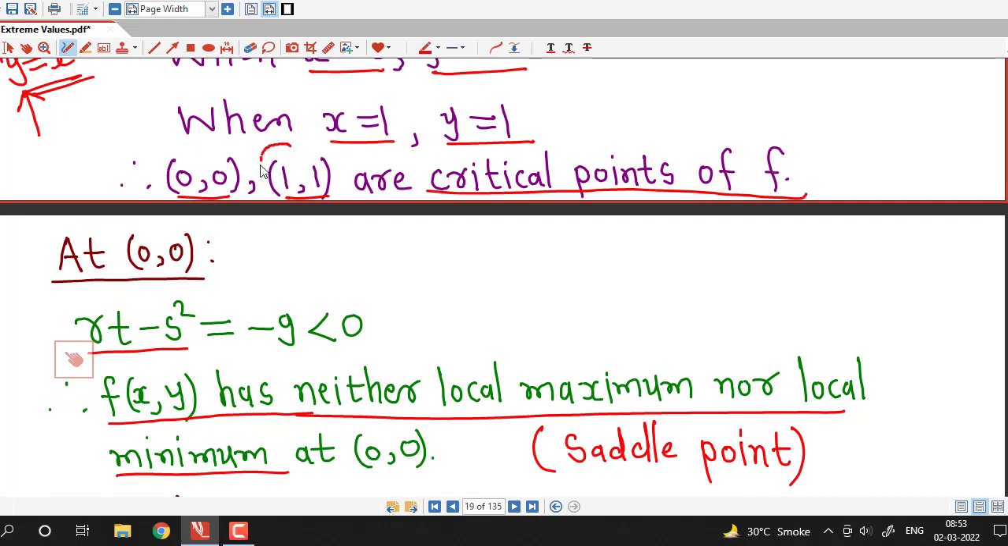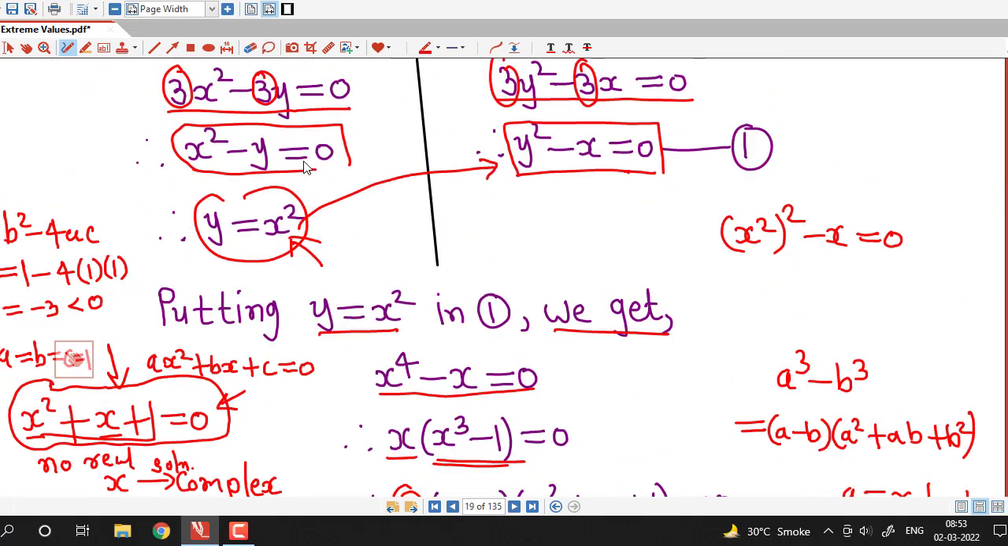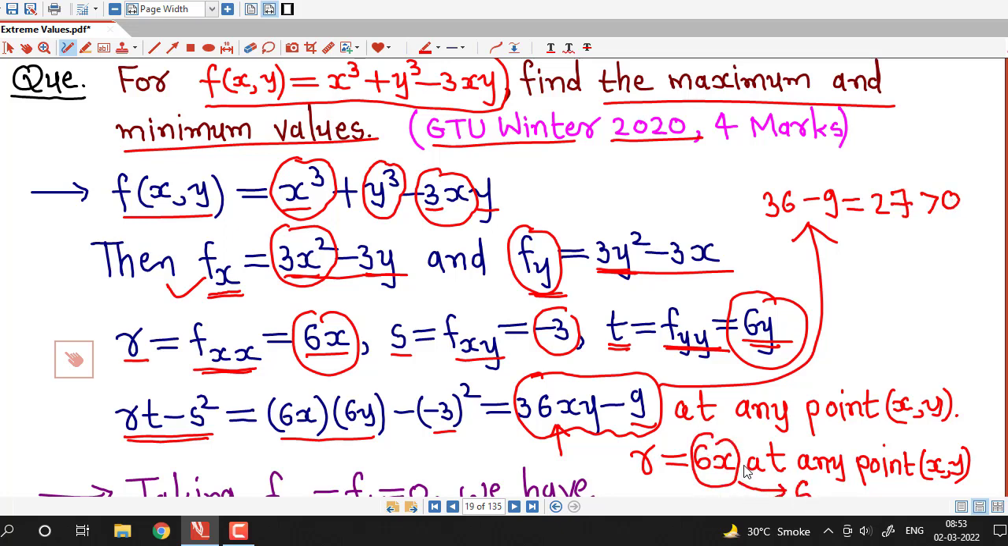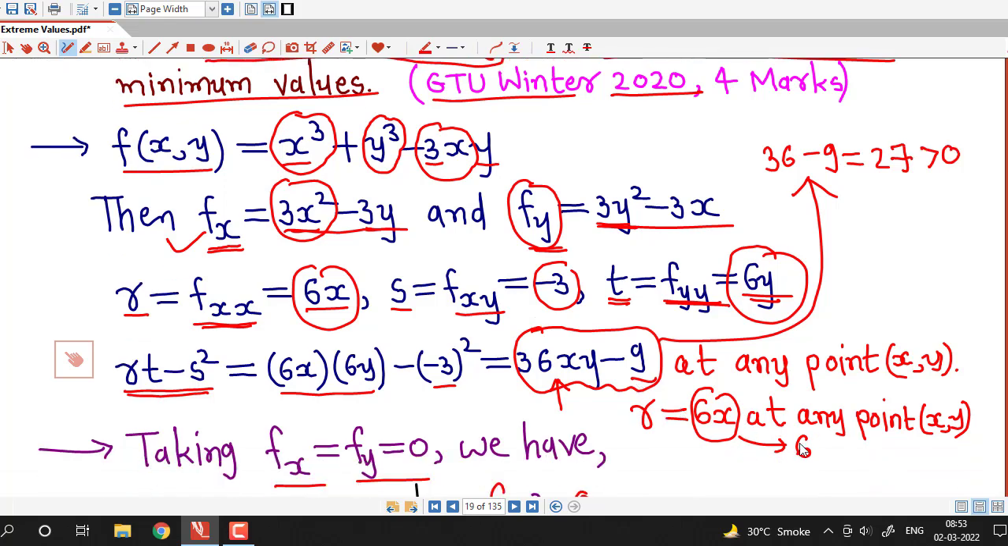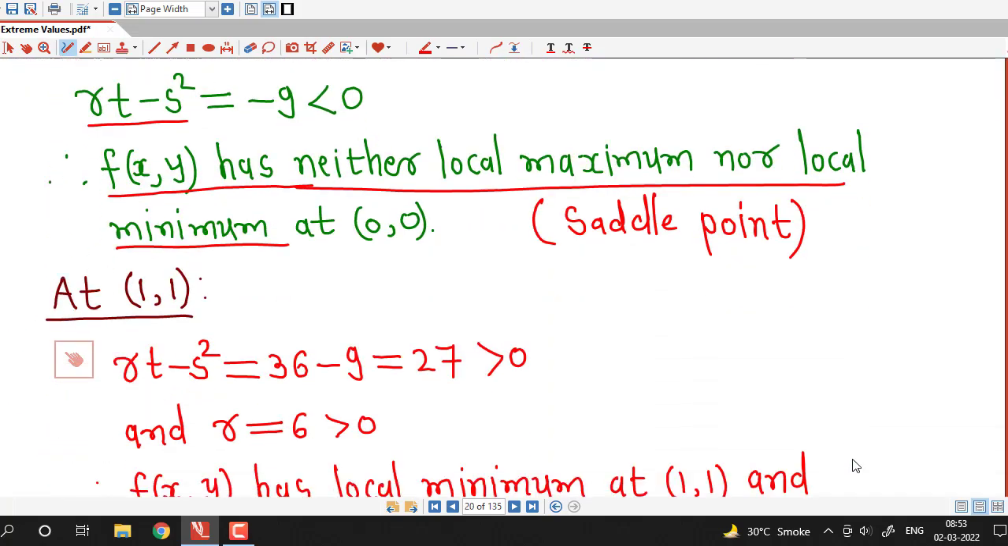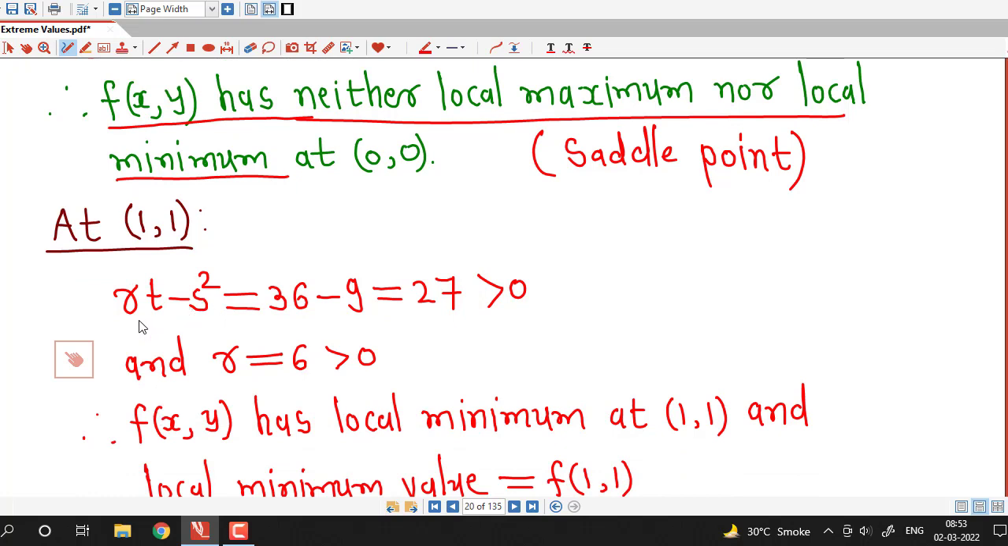Now we find out rt minus s square at the second critical point, which is (1, 1). So we take x and y equal to 1 in rt minus s square, and we obtain 36 minus 9, which is positive 27. And the value of r at (1, 1) will be equal to 6 times x, and x is 1, so r is also positive. We have written here that rt minus s square is positive and r is also positive at this point (1, 1). And if r is positive, the function has a local minimum at that point.